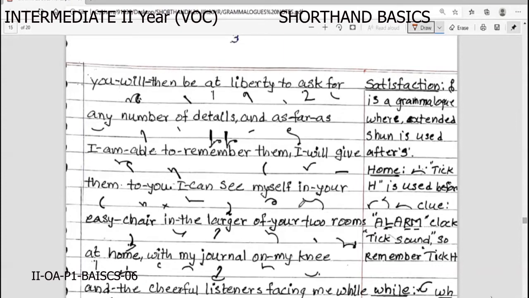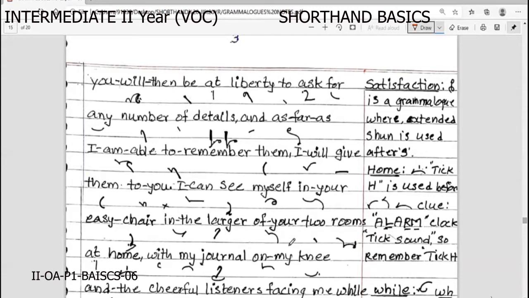In your. This is N above the line for in and your is downward R on the line. Easy. E vowel to Z. That is Z, easy. And join the chair Grammalogue, that easy chair. Okay. In, the N above the line and tick the in the larger. Large is written J above the line. Larger is written Jar above the line. And largely would be written Jal above the line. Okay, so here we need only Jar sounds, right? Jar above the line. Large.